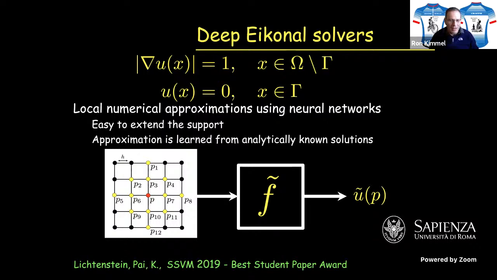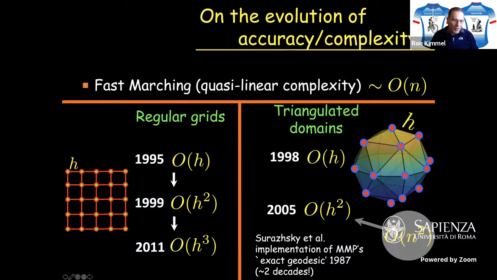Now, a little bit of history about solving the Eikonal equation on regular grids. The accuracy of what is known as the fast marching method was order of h, and the complexity of computing it was quasi-linear, n log n, where n is the number of points and h is the spacing between points in the grid. It took about 5 years to come up with a second order accurate scheme. There is also a third order accurate scheme, but I don't think there is any viscosity proof for the third order scheme. On triangular meshes, things are a little bit more challenging.